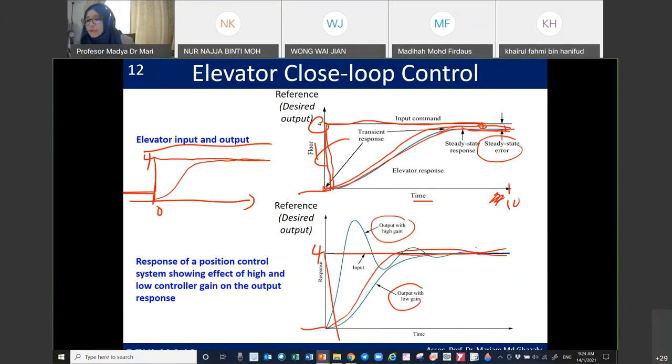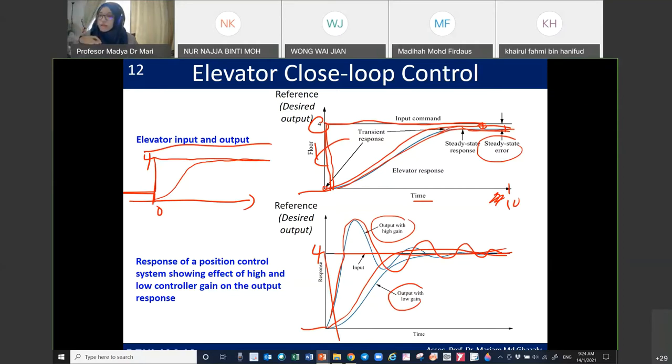Okay, you don't want any oscillation. This is what we call oscillation, oscillation until it reaches steady state. For an elevator, do you want an oscillation when you ride an elevator? Guys, do you want any oscillation? Of course not, right? It's like you are in an earthquake. It will be very scary for the rider in the elevator.